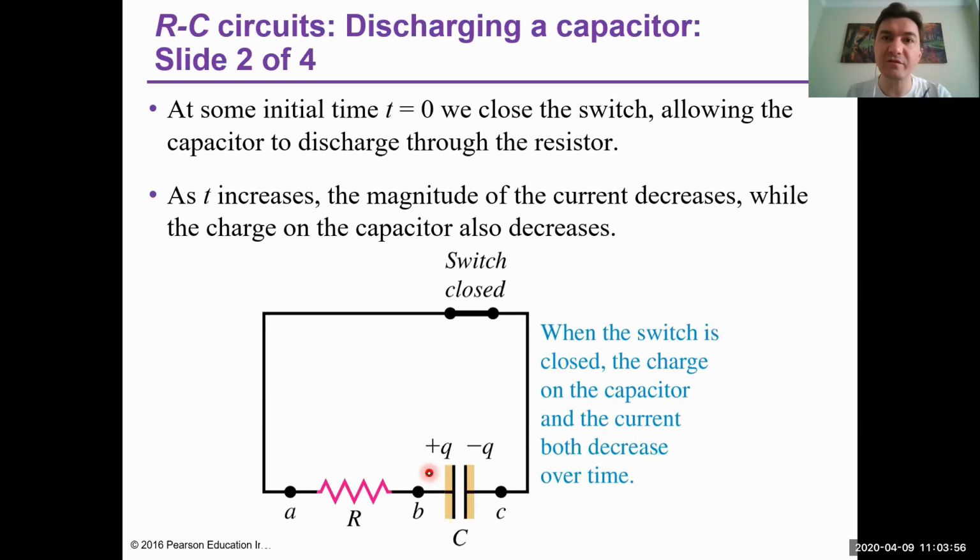In both cases, during charging a capacitor and during discharging a capacitor, current decreases. We have explained why the current decreases in the case of charging. Here you can also understand that you are losing the charges on the capacitor, so the decrease in the current is logical, okay? The magnitude of the current decreases while the charge on the capacitor also decreases. So we lose charges on the capacitor and the current in the circuit also decreases.